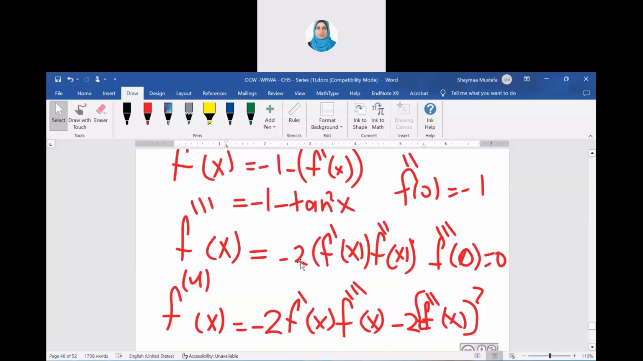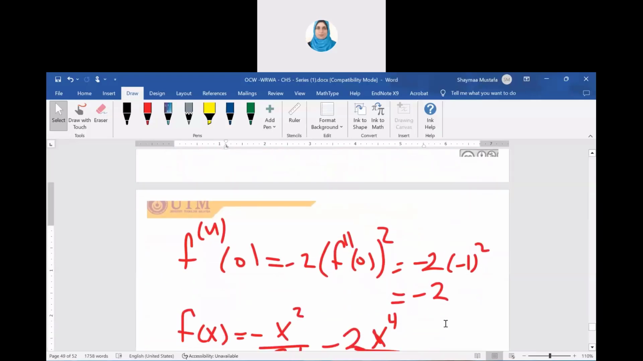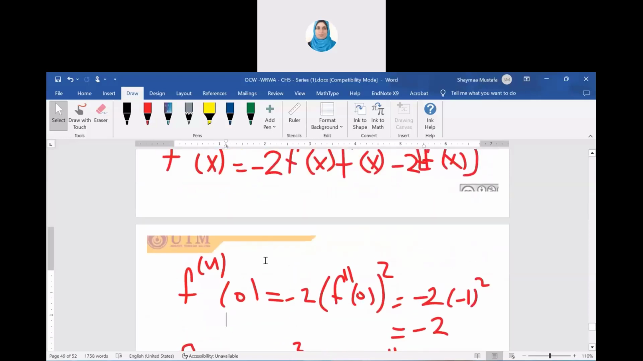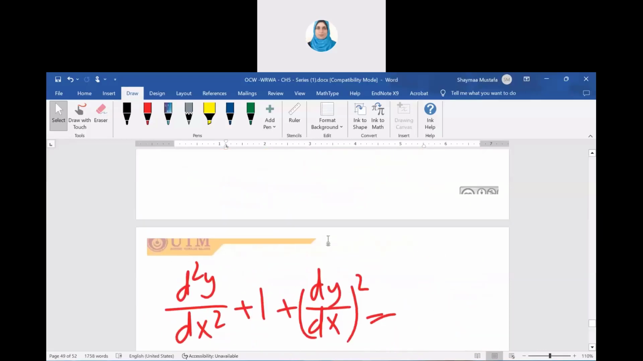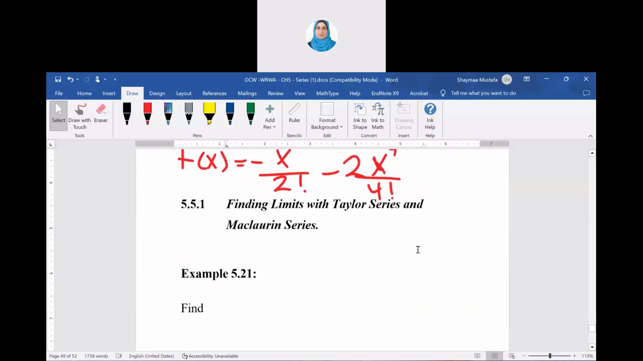Now I need to fix this one, minus 2. I need to find the derivative for this one, minus 2. The derivative for f prime x, or f dash x, is equal to the second derivative of x multiplied by the second derivative of x, which means the second derivative squared. At 0, you have minus 2. So this is the Maclaurin series up to the term x to the power 4.